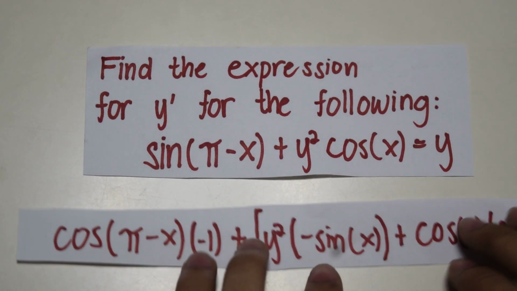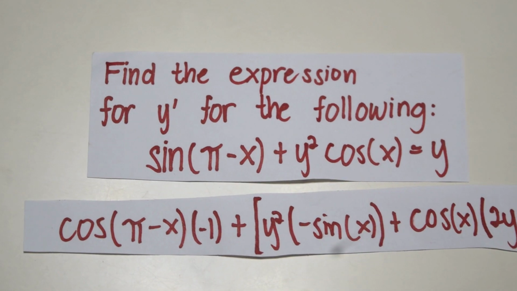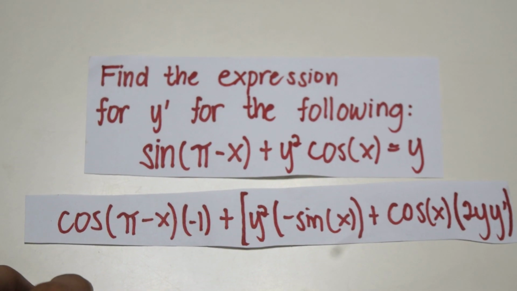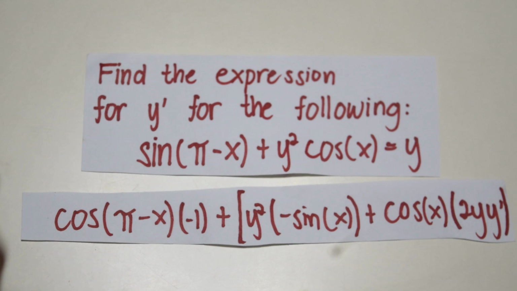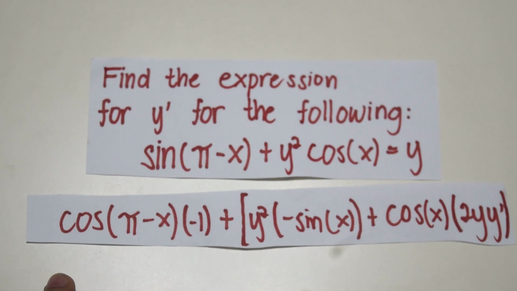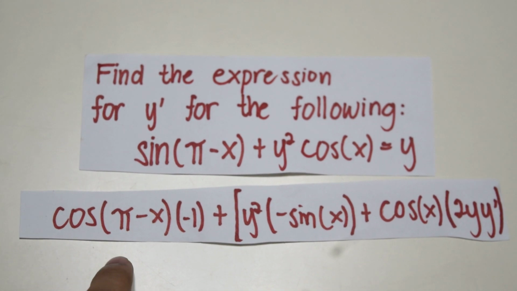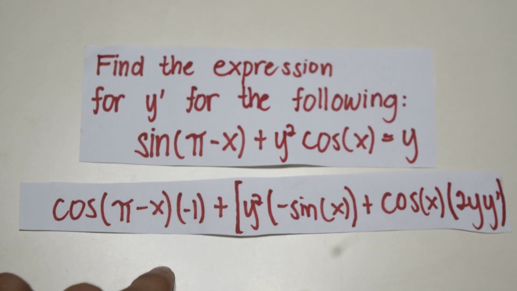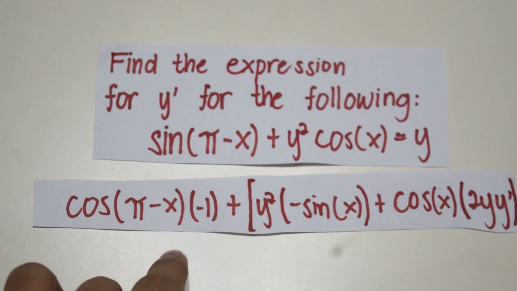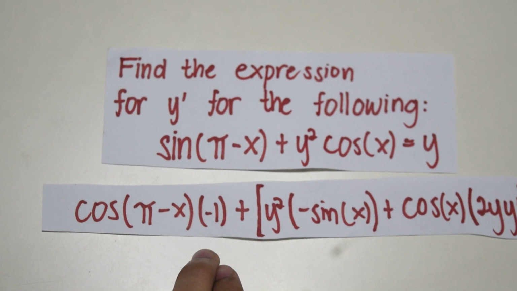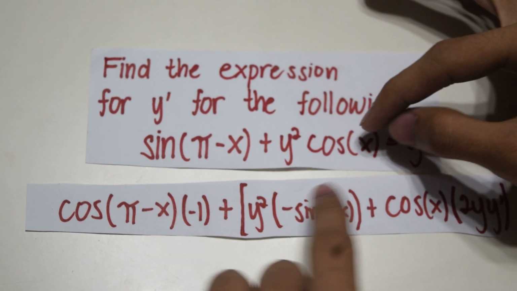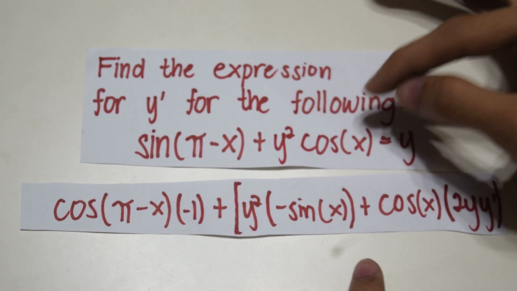As you can see here, for the derivative, we first derive the outside, which is the derivative of sine, which is cos, and then we derive what is inside. Since pi is a constant, what we derive is negative x. Don't forget the negative. So it would be negative 1. Then for our second one, we use the product rule.